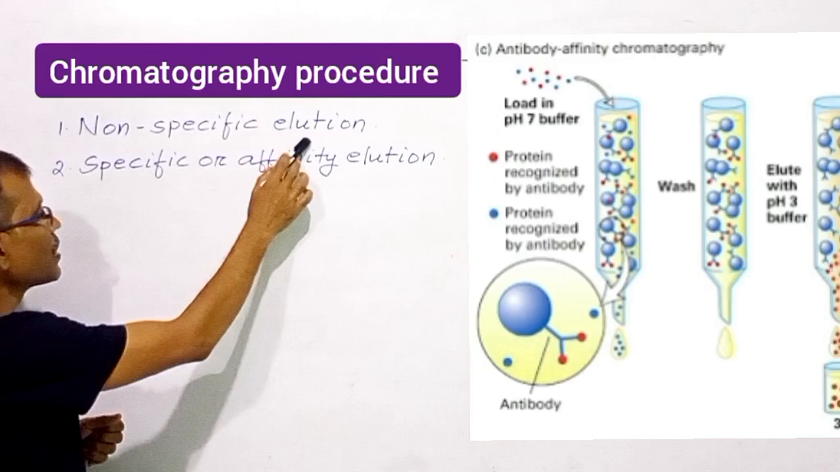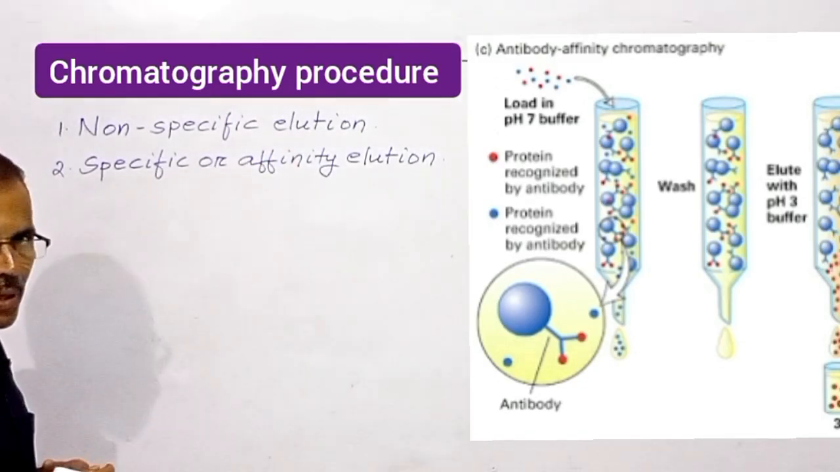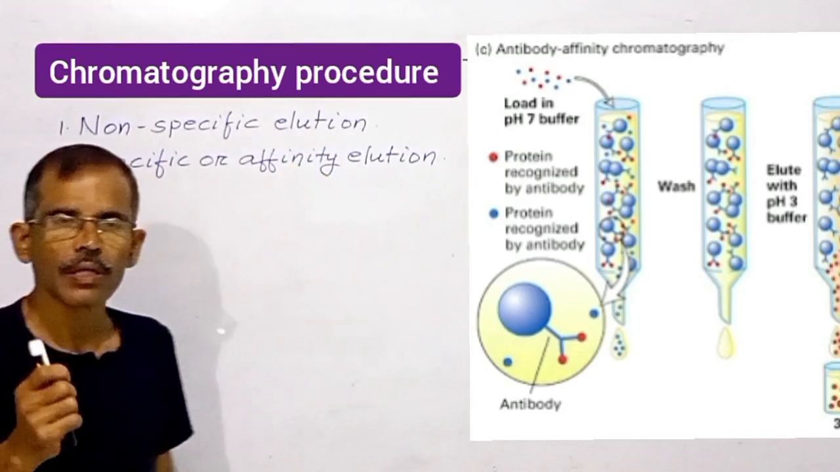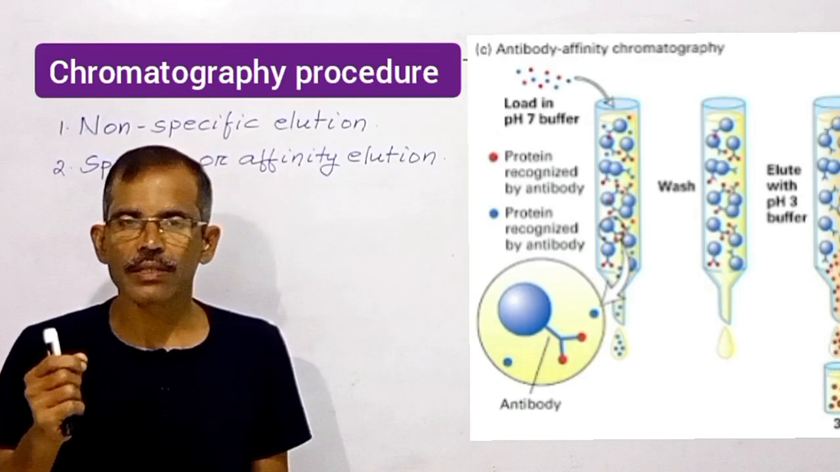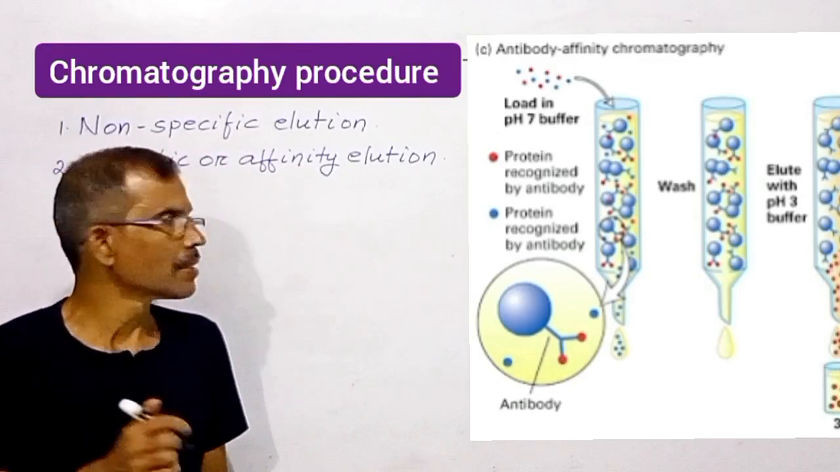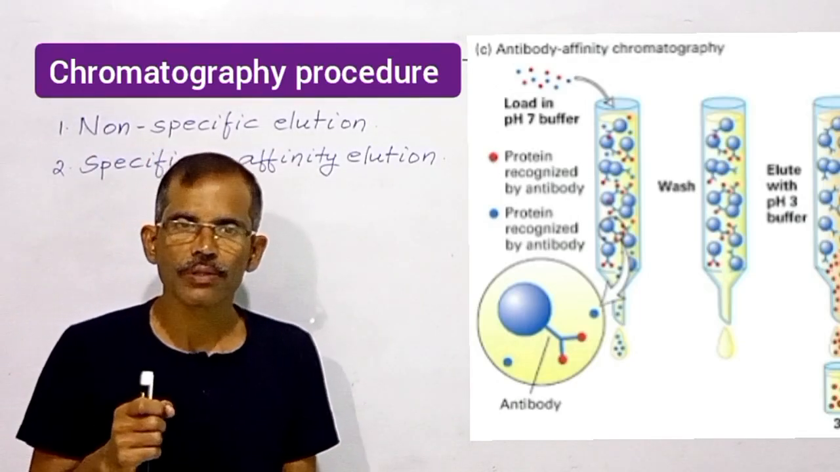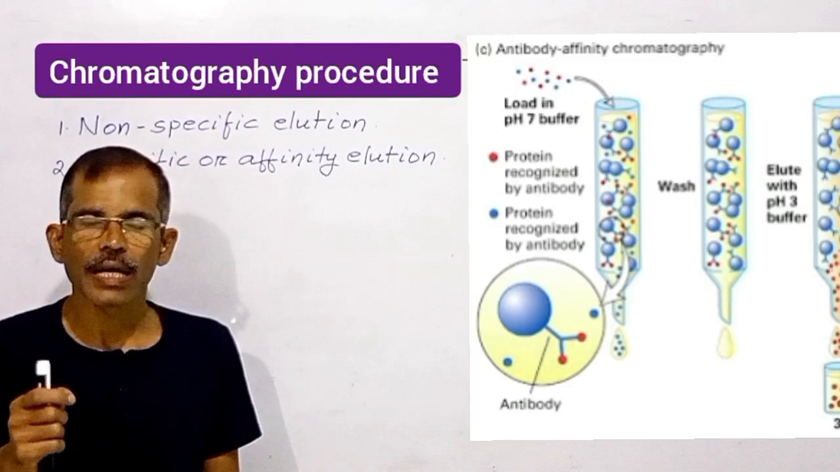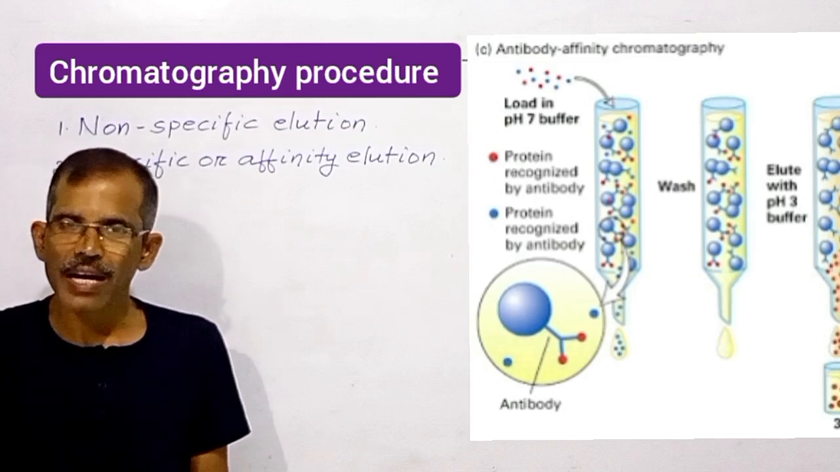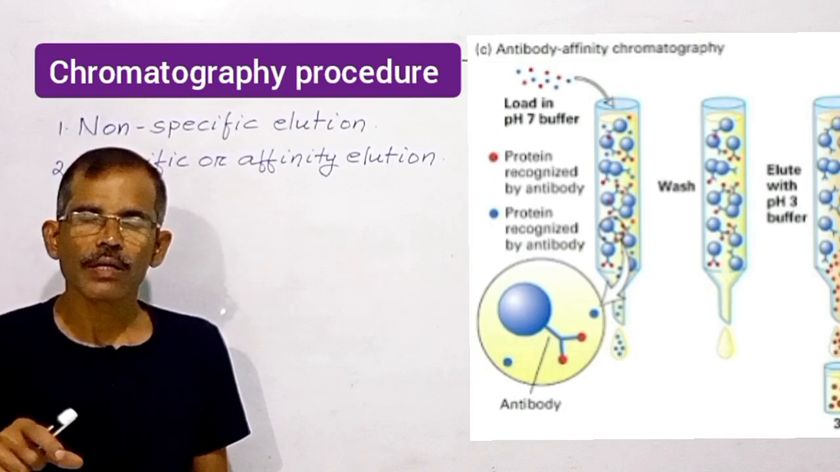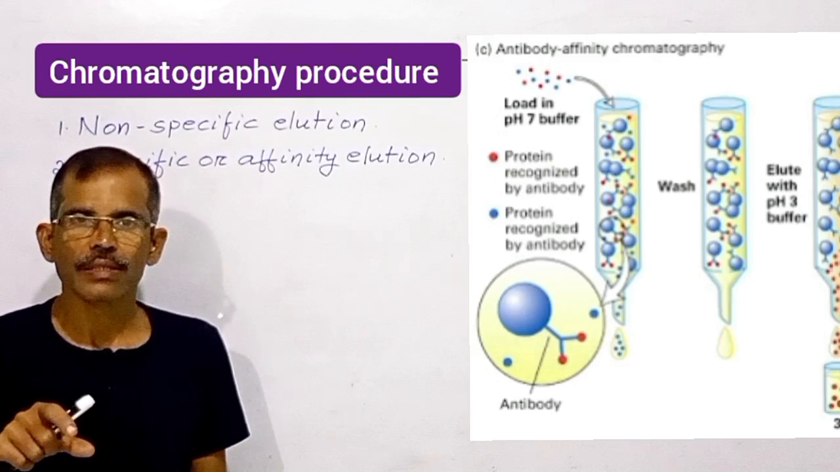One is non-specific elution and the other is specific or affinity elution. Non-specific elution is carried out by changing either the pH or the ionic strength of the buffer solution, whereas specific or affinity elution can be carried out by adding molecules which, compared to the ligand, have a greater affinity toward the desired macromolecules, or by adding molecules which, compared to the desired macromolecules, have a greater affinity toward the ligands.